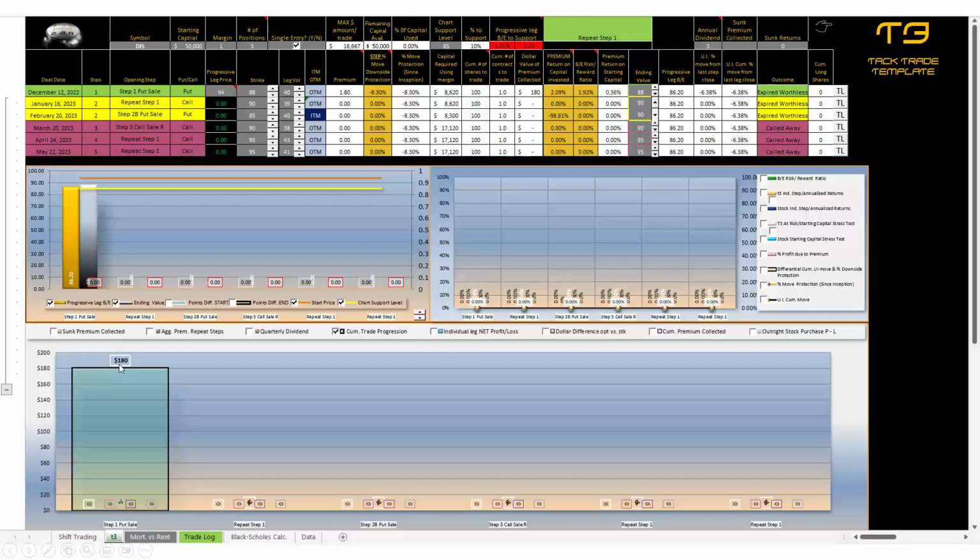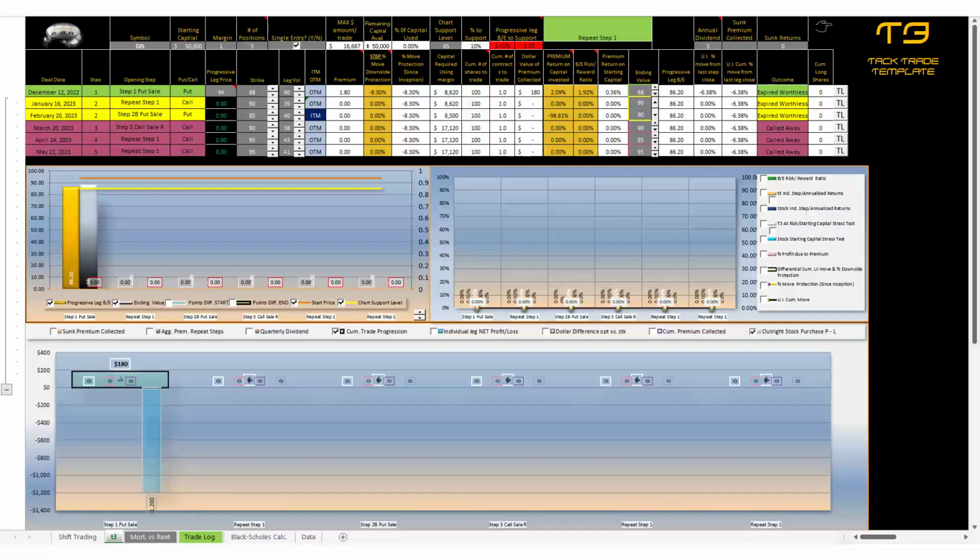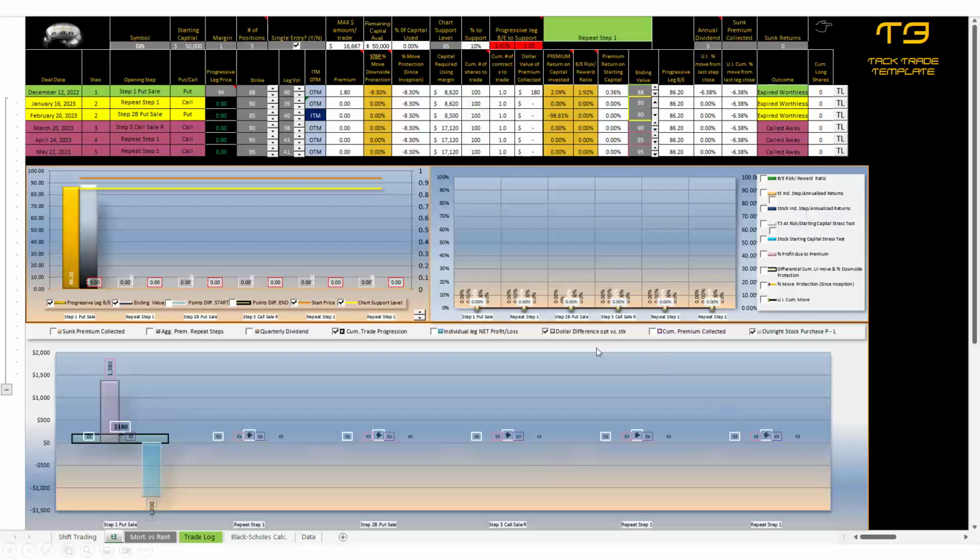We're up $180 based on the premium collected and the ending value of $88, which was the very strike that we sold. Let's activate the outright stock purchase to see how we would have fared had we just gone ahead and bought 200 shares at the starting price of $94 a share versus selling the $88 put strike. Let's activate the dollar difference, options versus stock. As you can see, the T3 strategy is up 180, the outright share purchase is down 1,200, the dollar difference is 1,380 in favor of the T3 strategy.